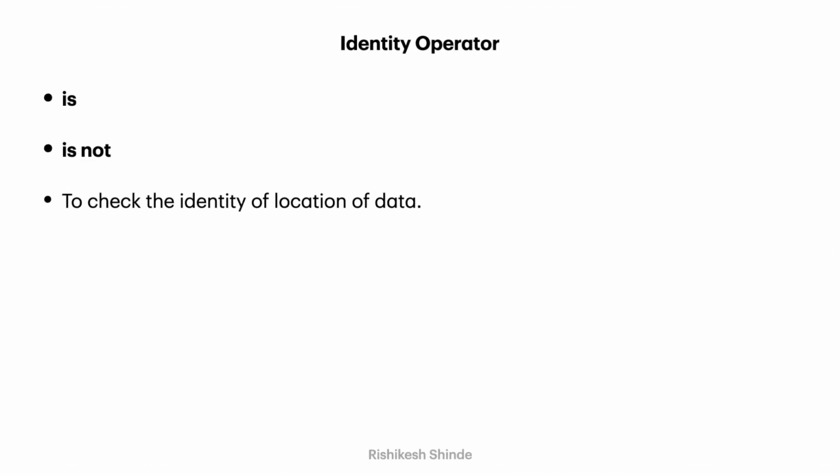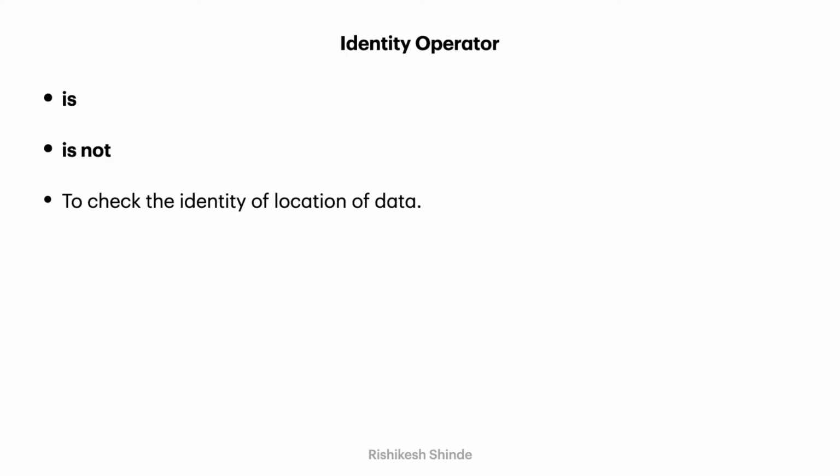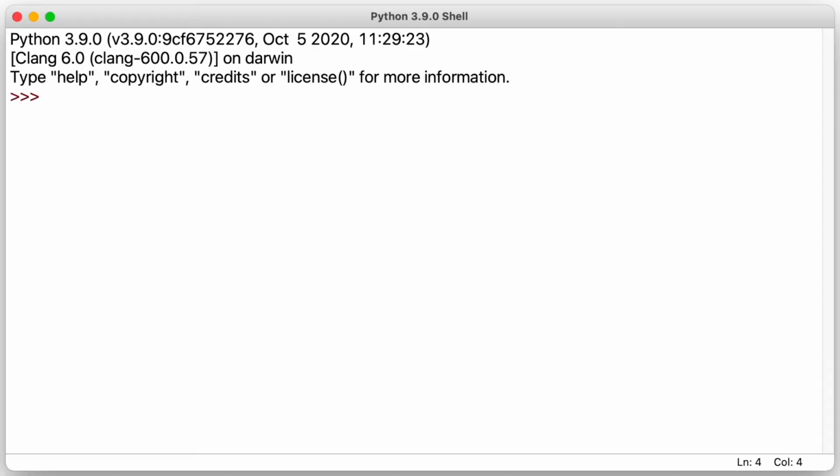This is Rishikesh. In this session, we are going to talk about the identity operators in Python, and also we are going to see what is modulus operator and string operator in Python. So let us start with identity operator. There are two identity operators. First one is 'is' and the second one is 'is not'. 'Is not' is basically the negation of 'is' operator. These operators are used to check the identity of location of data. Now, what it means, let's actually understand using the Python shell.